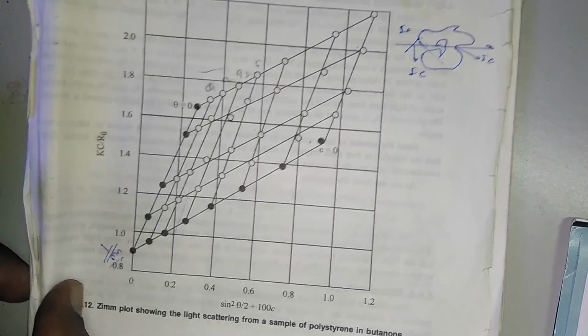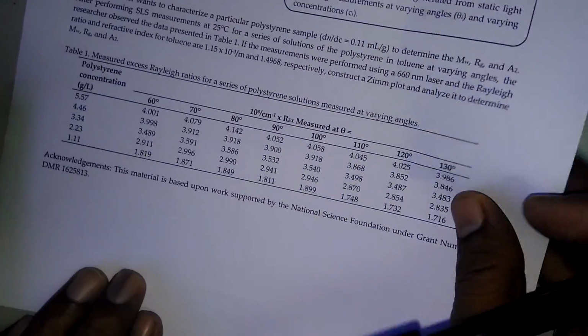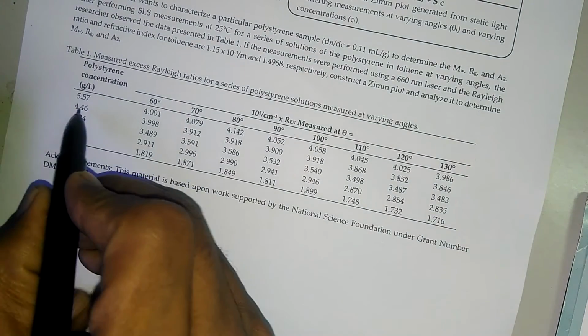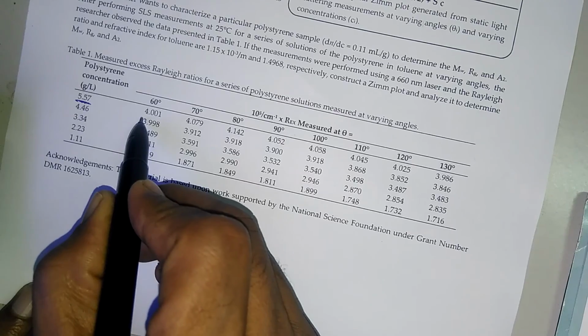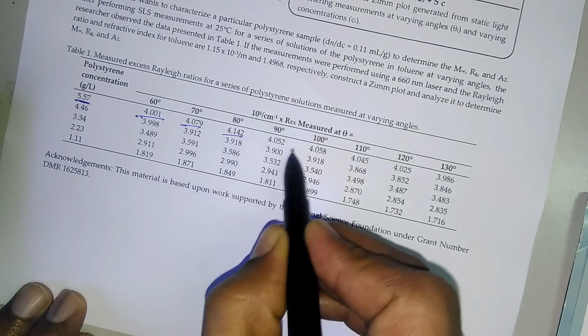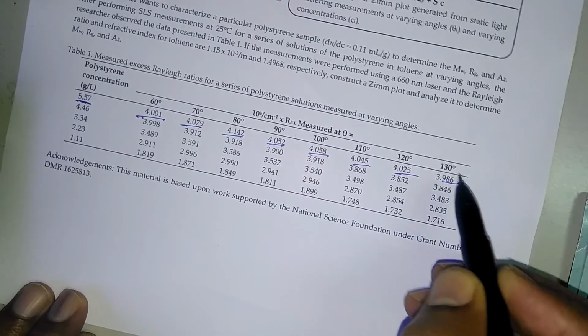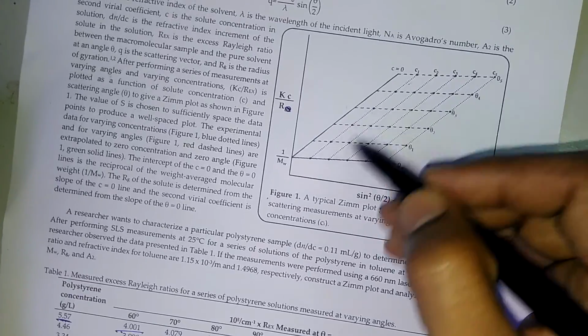So there is another example of this Zimm plot data. If the concentration is constant, then at different angles we get different values. So we put these values in this Zimm plot.